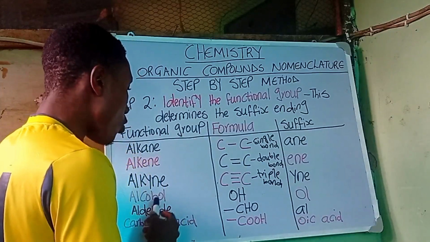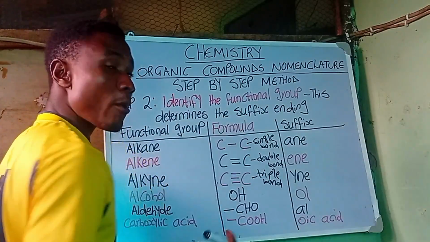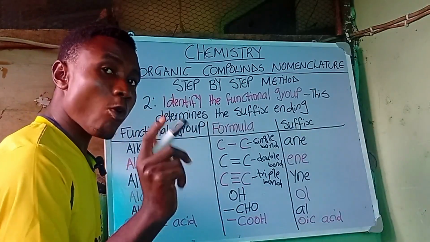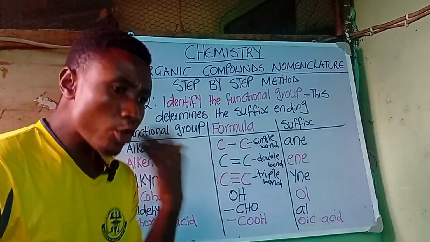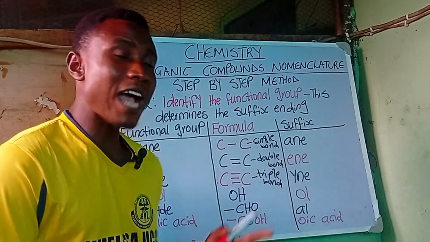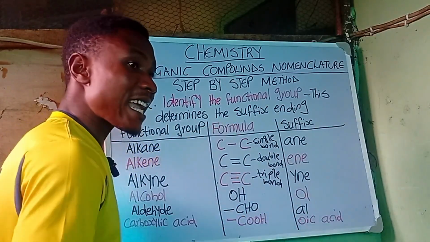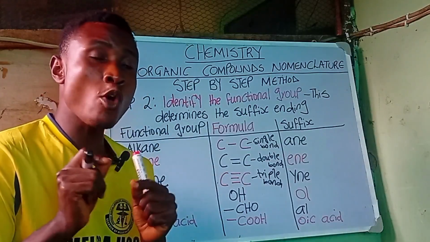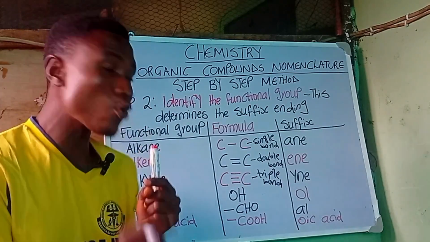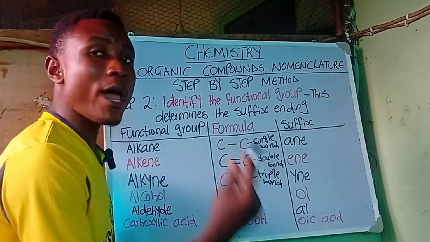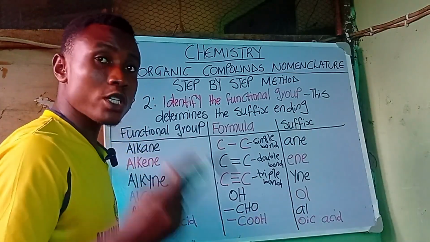We also have alcohol. The formula for alcohol is OH. Put your mind back to when we started this class. I gave you a structure that has the OH, and at the end I said it is propan-2-ol, right? I didn't say propan-2-OH. I said propan-2-ol because the suffix for alcohol is OL.